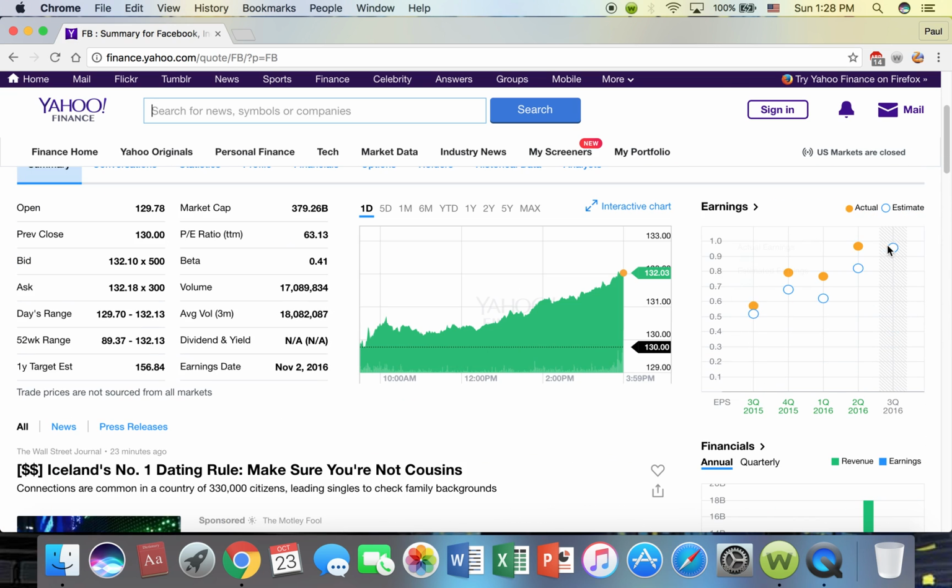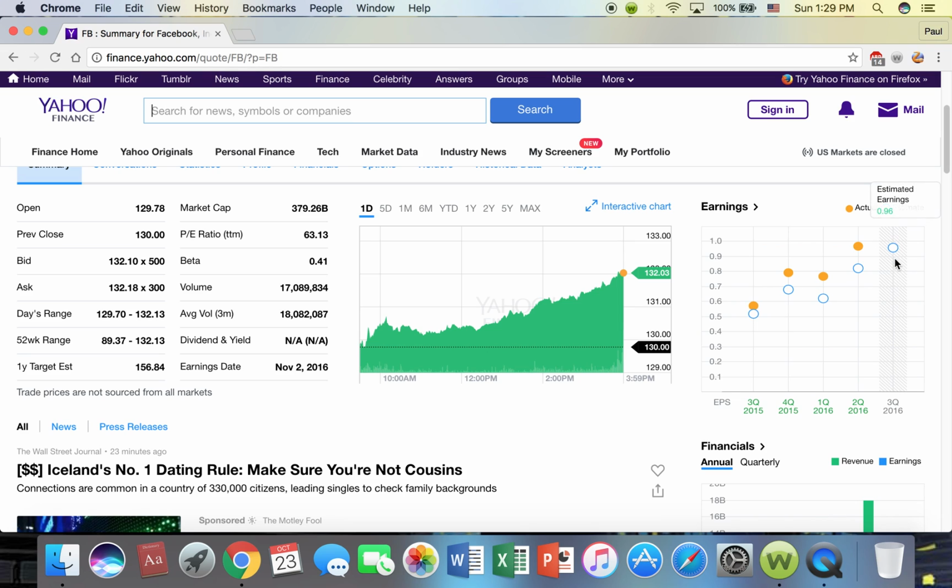See over here in the earnings, the white circles are the estimated earnings. The yellow are what the company actually made that quarter. So third quarter, fourth quarter, 2015, these are the estimates and the actual things. As you can see, Facebook has been beating all the earnings estimations, which is very, very good. And in third quarter, which is going to be on November 2nd, we're going to see how well it does.